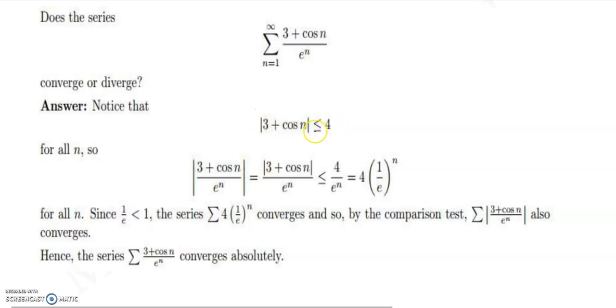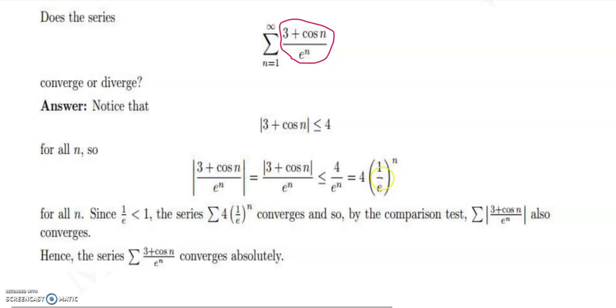Now you combine this with the denominator, which means you take the whole value. The modulus of (3 plus cosine n) by e to the power n is equal to the modulus of 3 plus cosine n divided by e to the power n, which is less than or equal to 4 over e to the power n, because we concluded that the numerator is less than or equal to 4. So this is equal to 4 times (1 over e) whole to the power n.